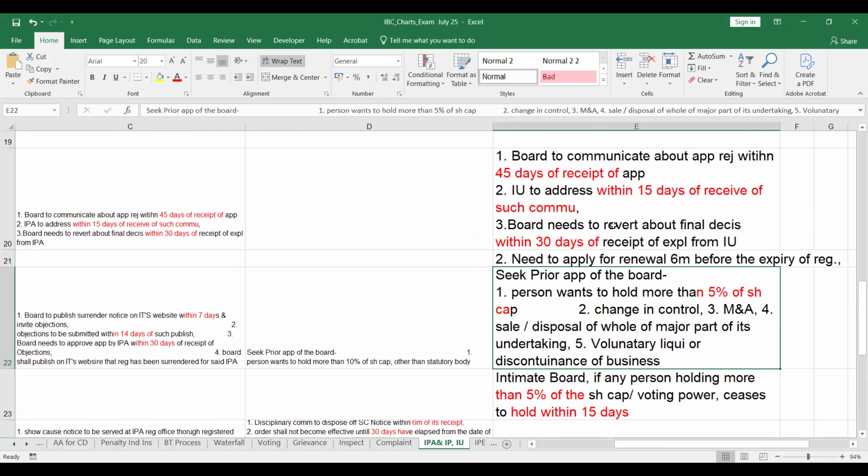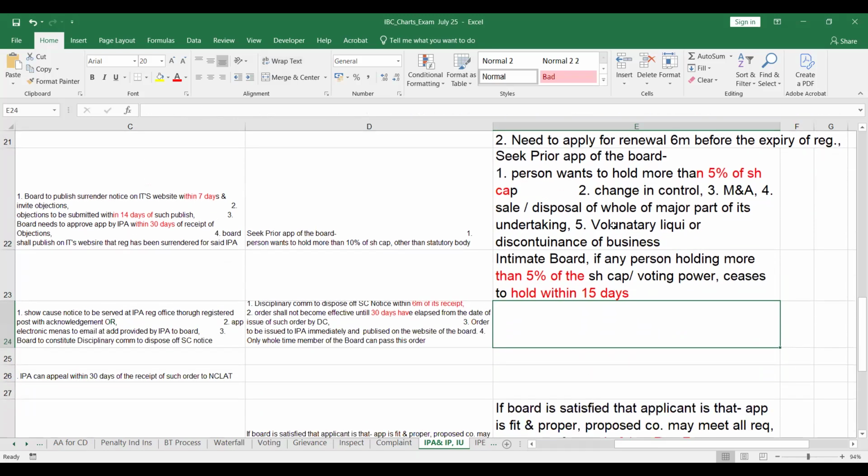There is a requirement to seek prior approval of the board if a person wants to hold more than 5% of the share capital, if there is a change in control, mergers and acquisitions, sale or disposal of whole or major part of its undertaking, voluntary liquidation or discontinuance of business by an IU. Similarly, it has to intimate the board if any person holding more than 5% of the share capital or voting power ceases to hold such share capital or voting power, within 15 days of such cessation.